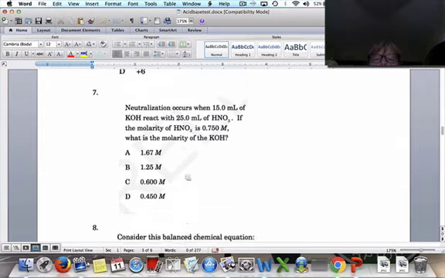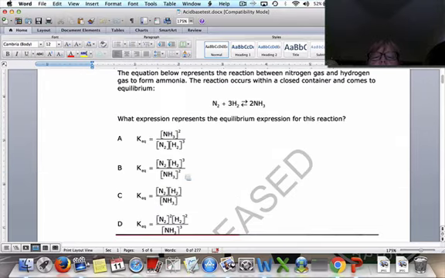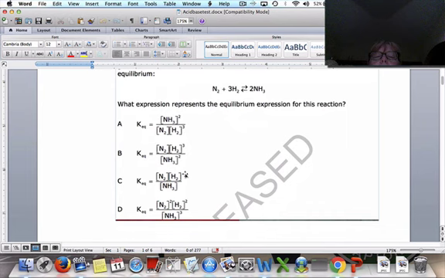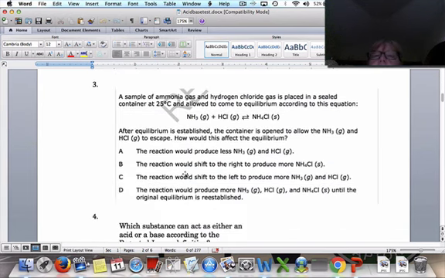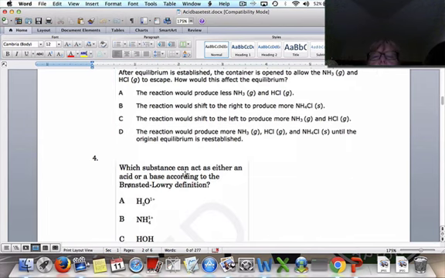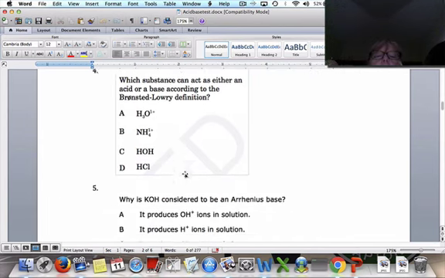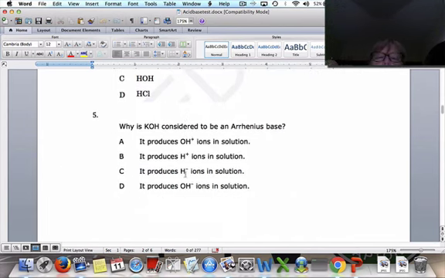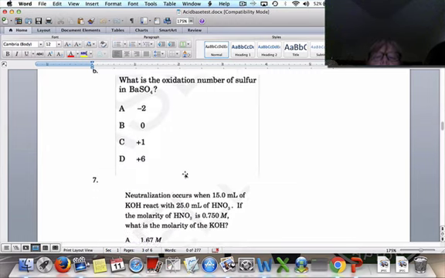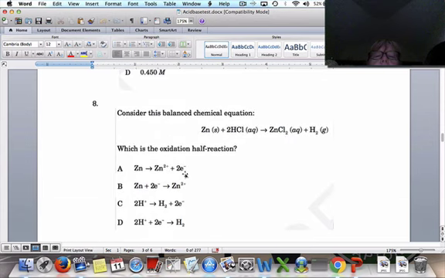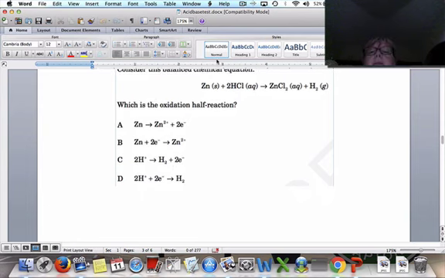I hope you did well. This just kind of touches the surface. We've got writing equilibrium expressions. We've got Le Chatelier's principle, what happens when you disrupt equilibrium. We've got Bronsted acids and bases, the definitions of acids and bases, assigning oxidation numbers, and recognizing an oxidation or a reduction half reaction. Okay, wow, I hope that helped.